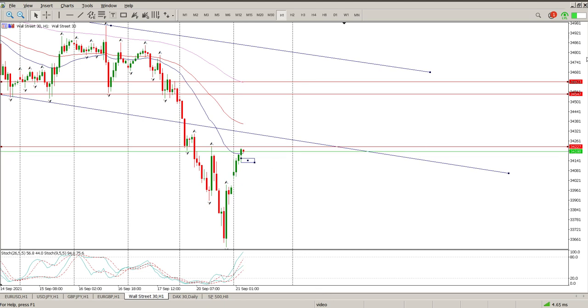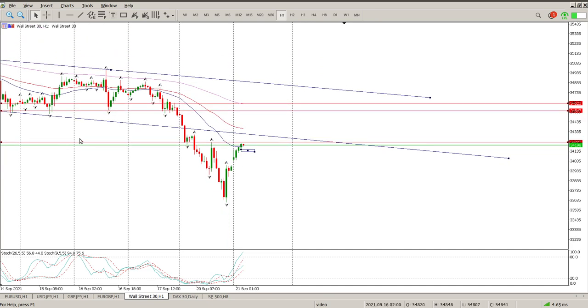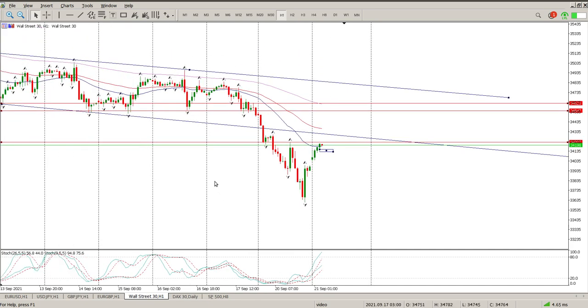Anyway, that's my view this morning. It's still really, really volatile, so please be careful.